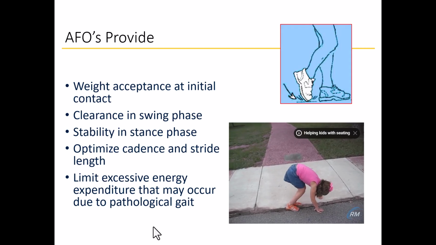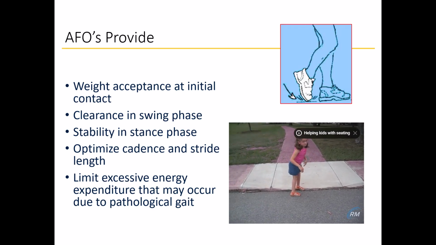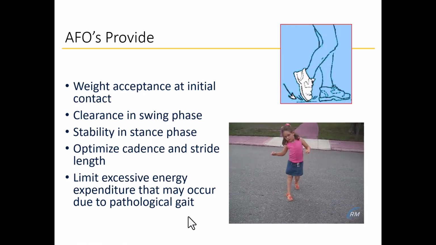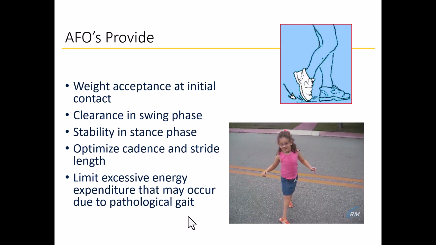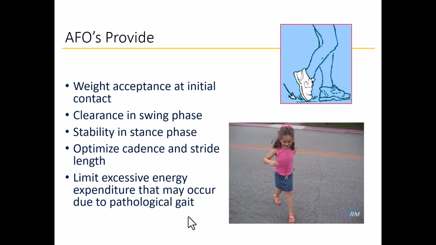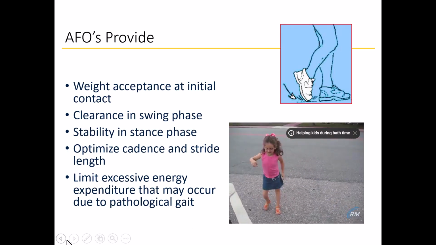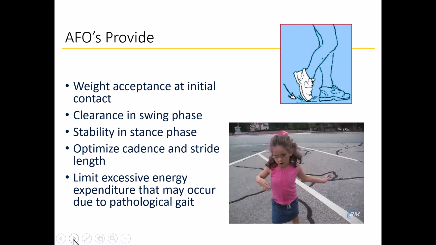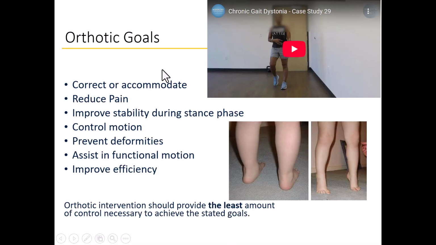And what kind of excessive energy expenditure does this patient have, possibly due to any type of pathological gait she's exhibiting? So is she walking faster or slower than she should? Is she using extra energy with her lateral trunk lean? And what kind of AFO would help her decrease some of that extra energy she's having and give her more stability in stance? So one of the goals of the orthotics is to correct or accommodate.